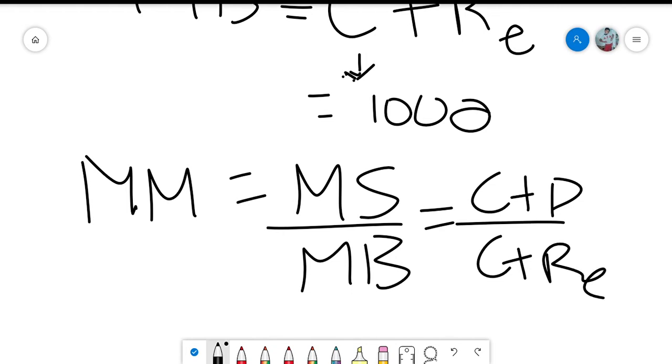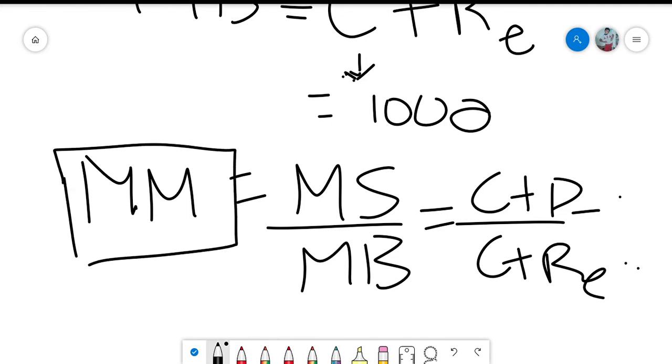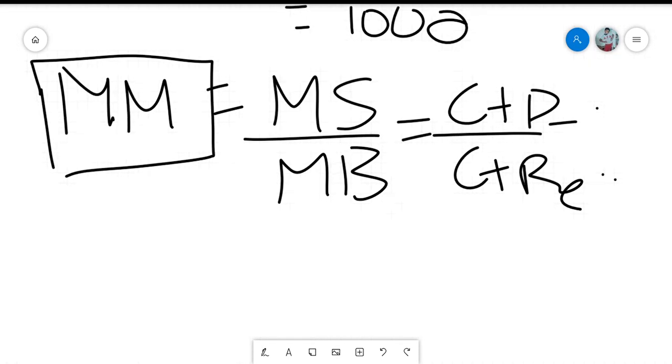Since demand deposits are always greater than reserves, the numerator will always be greater than the denominator, so the money multiplier is always greater than 1. Basically, the money multiplier is how many more deposits are created. Now, if RE equals D, then it's C plus D over C plus D, which is just 1.